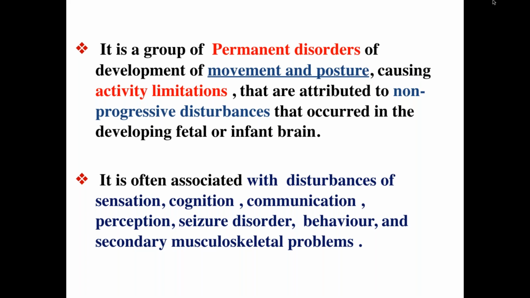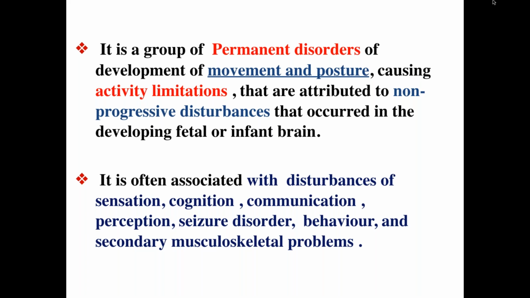Now we come to the next part of the definition, that it is attributed to non-progressive disturbances that occurred in the developing fetal or infant brain. So this is also very important, because movement, or the way the child is running or walking, can be due to, say, for example, a stroke which occurs at 9 years of age or 10 years of age. So in case the child has a stroke at that time, it will not be classified as CP because it is not occurring during the developing fetal or infant brain stage, and the lesion should be non-progressive.